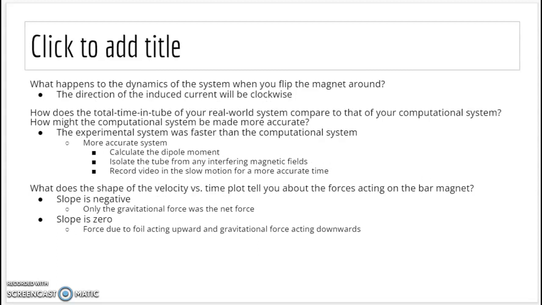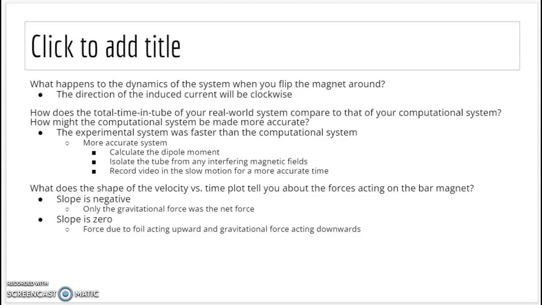Second question, what happens to the dynamics of the system when you flip the magnet around? Well, the direction of the induced current would just be reversed. Nothing else would change. How does the total time in the tube of your real world system compare to that of your computational system? How might the computational system be made more accurate?